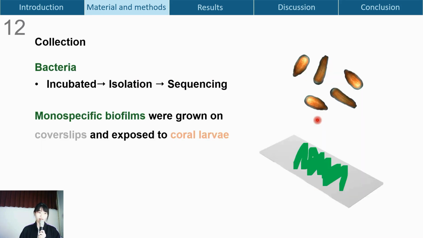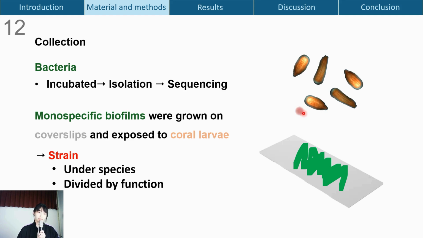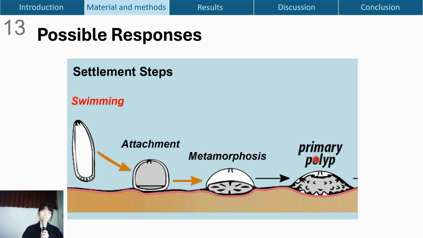And as for the bacteria, we need to incubate them and isolate them into each strain. Strain is a concept only for microorganisms, and it is below species and divided by function. After isolation, we need to sequence them to know their identity. And monospecific biofilms, we can grow on cover slips, and we expose them to the coral larvae. And before the results, we need to know the settlement steps completely.